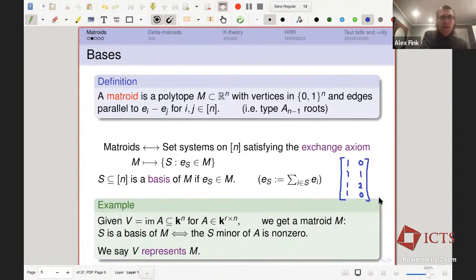Okay, note that this green box at the bottom is an example. Not every matroid is represented by a matrix. Not every matroid actually comes from the geometry of a linear subspace over some field, and that will become important.